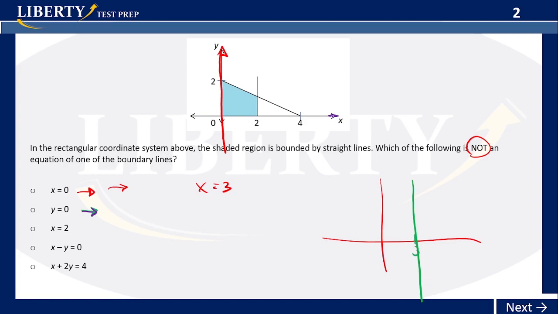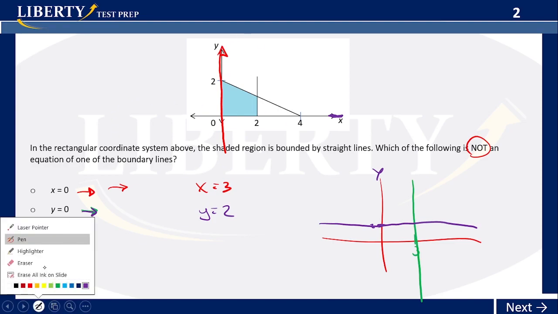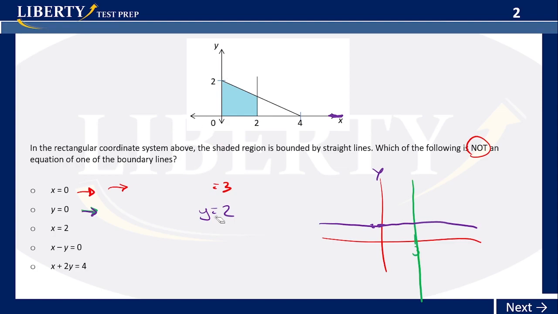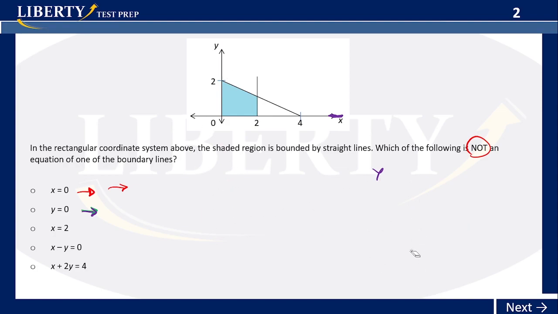So this one here, that's y is equal to 0. If you have, for example, y is equal to 2, that means you go to the y axis, you go to 2, and that's a horizontal line that crosses y at 2. So those 2 lines in this graph are enclosing that shaded area, right?